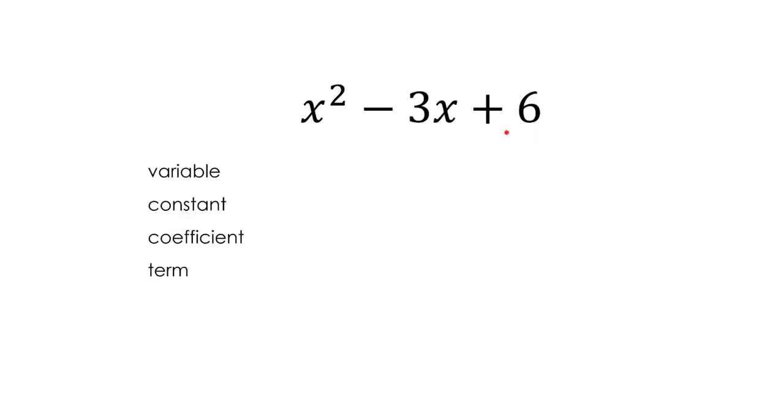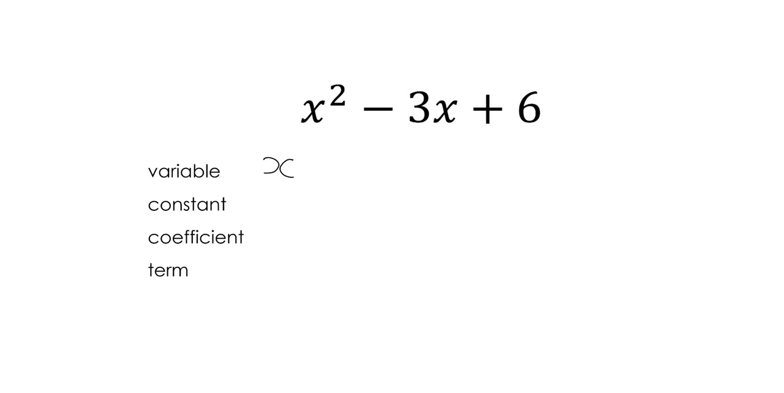Today we are going to look at some of the words we need to know when dealing with algebraic expressions. An algebraic expression is anything like this, just some combination of letters and numbers with some operations. Now, in an algebraic expression, one thing that you do have is a variable. The variable in this case is x.